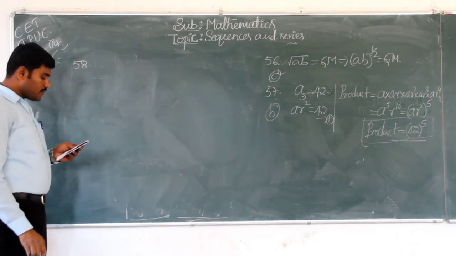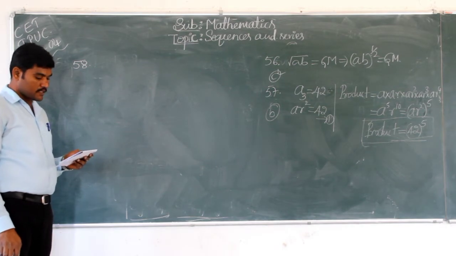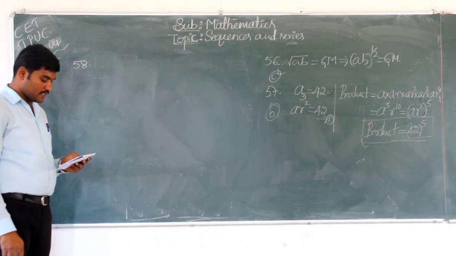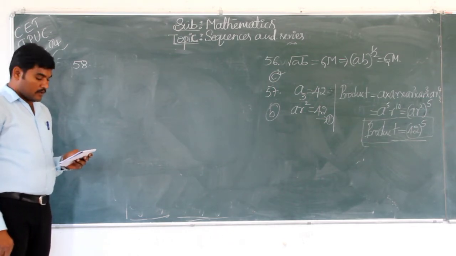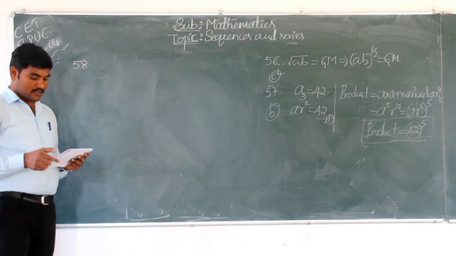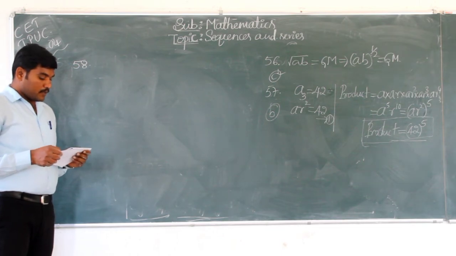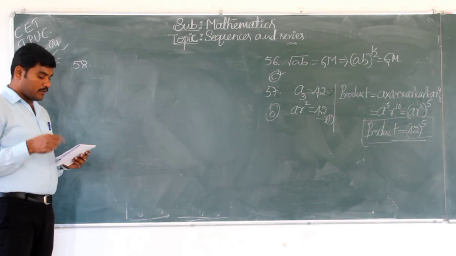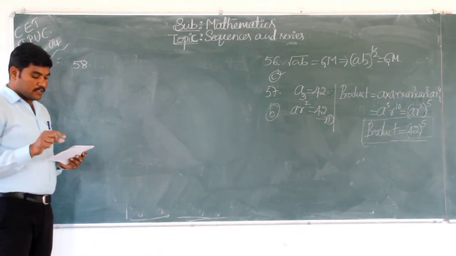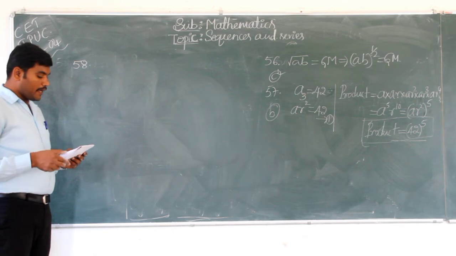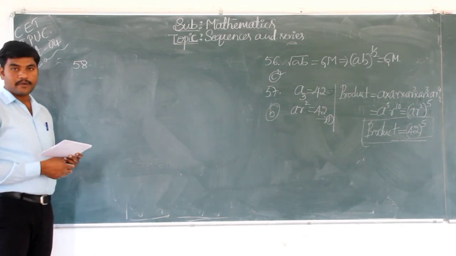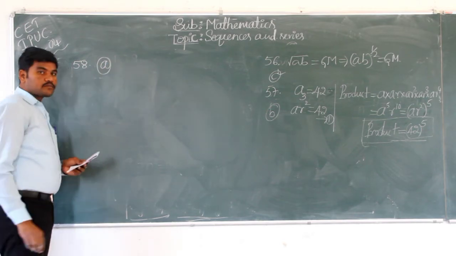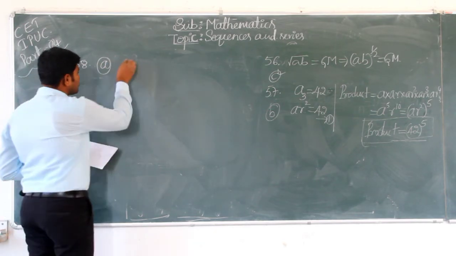The sum of three numbers in a GP is 56. If we subtract 1, 7, 21 from these numbers, that is, 1 from the first number, 7 from the second number, and 21 from the third number, in this order, we obtain an arithmetic progression. Find the numbers. See, directly choose option A. Option A is 8, 16, 32.